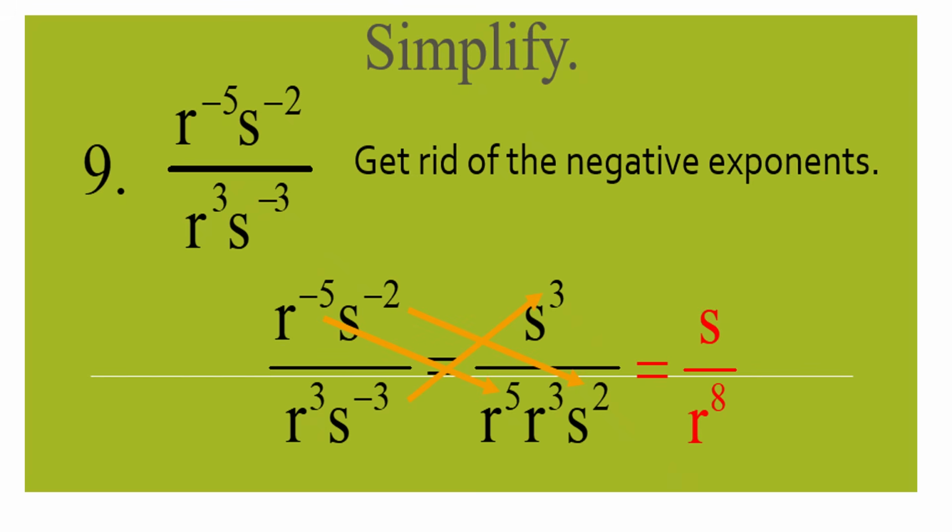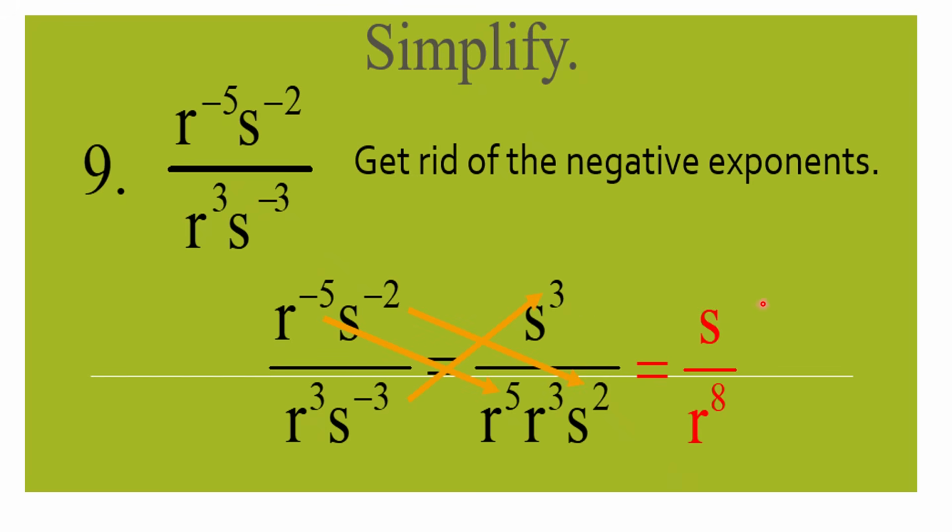Then let's have another here. Let's get rid of the negative exponents. From the given, we have r raised to negative 5 and s raised to negative 2 over r cubed and s to the negative 3. So we interchange here. The negative 5, we bring it down. Then also the negative 2 here. Then r cubed, we retain. Then the s to the negative 3, we bring it up.